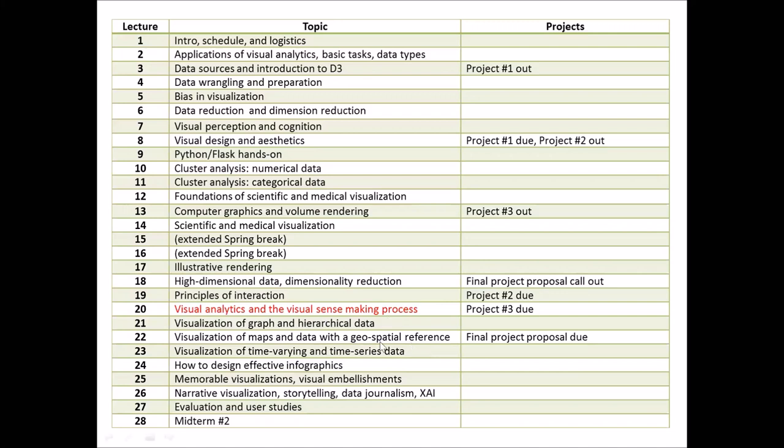I was trying to go from important to a little less important in terms of your project. All of this is important, but these things are probably more important for your project: hierarchical data, geospatial data, time-varying data. This is the kind of stuff you're probably going to have in your data. You're going to learn about this in the next week and a half, one by one. Are there any questions about any of this?